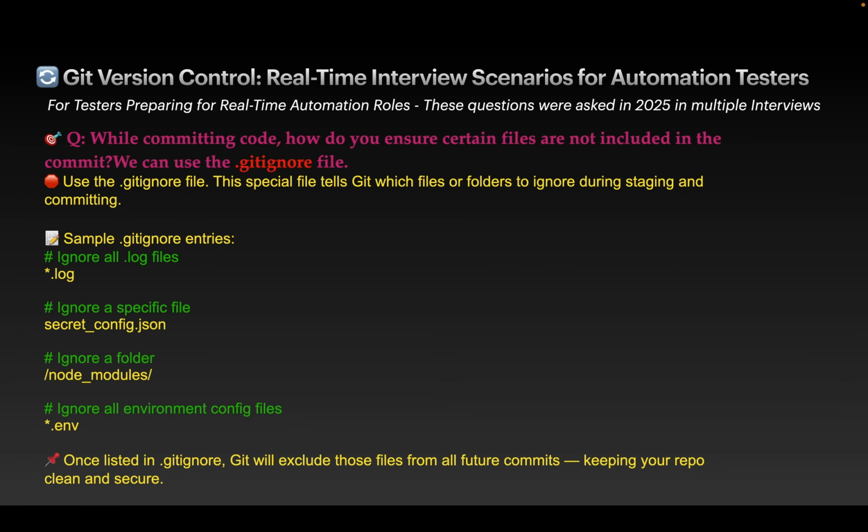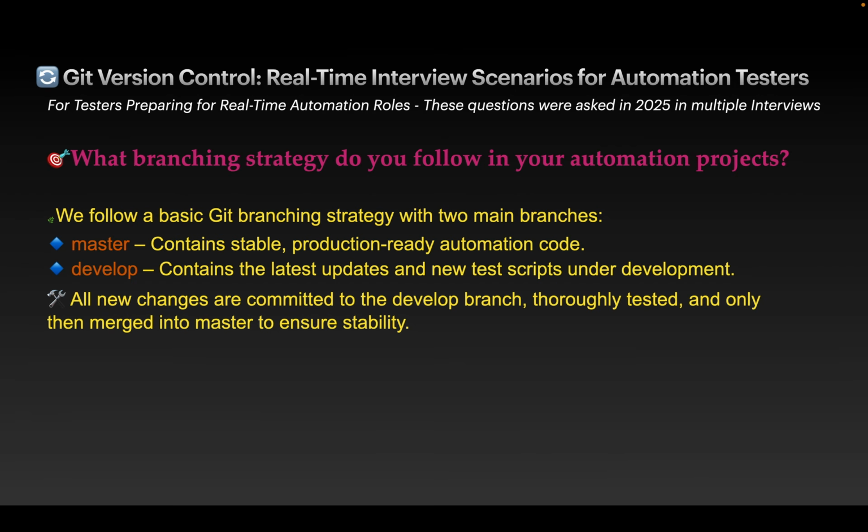If we do not want any large files to get committed, we can mention those file names in the .gitignore file. This is the format present here. If you do not want a large folder, use / and the folder name and mention that in the .gitignore file, so that during commit those files will not be committed. This is a really important interview question. So let's see the next question.